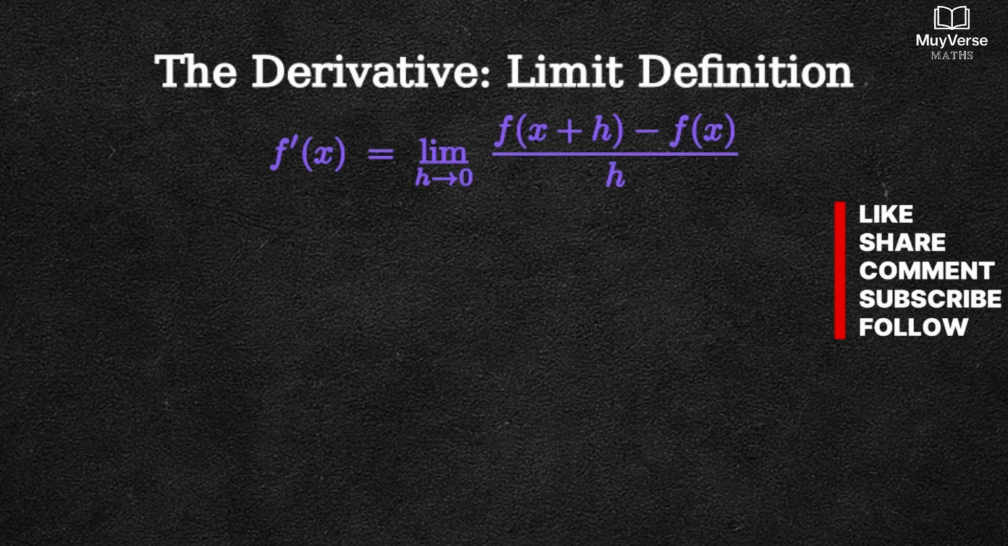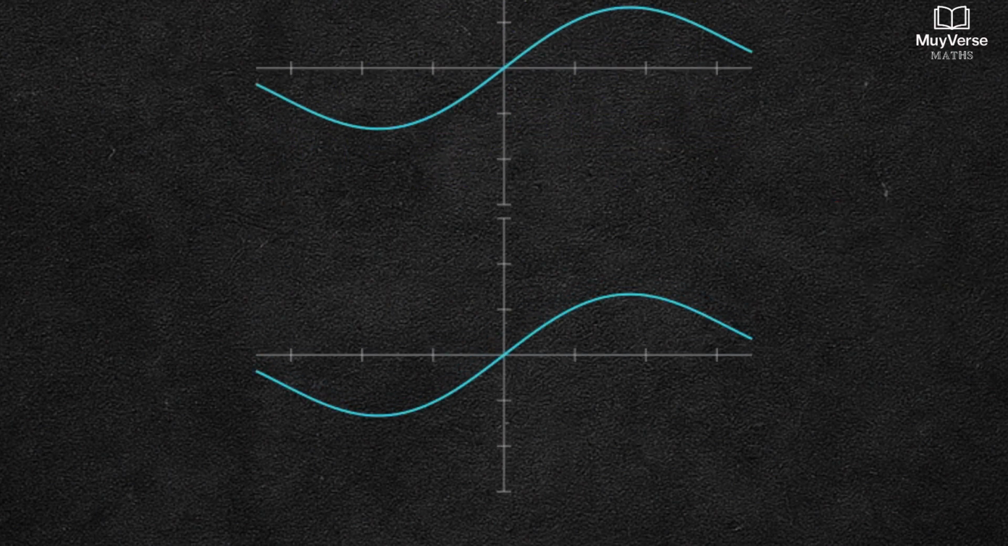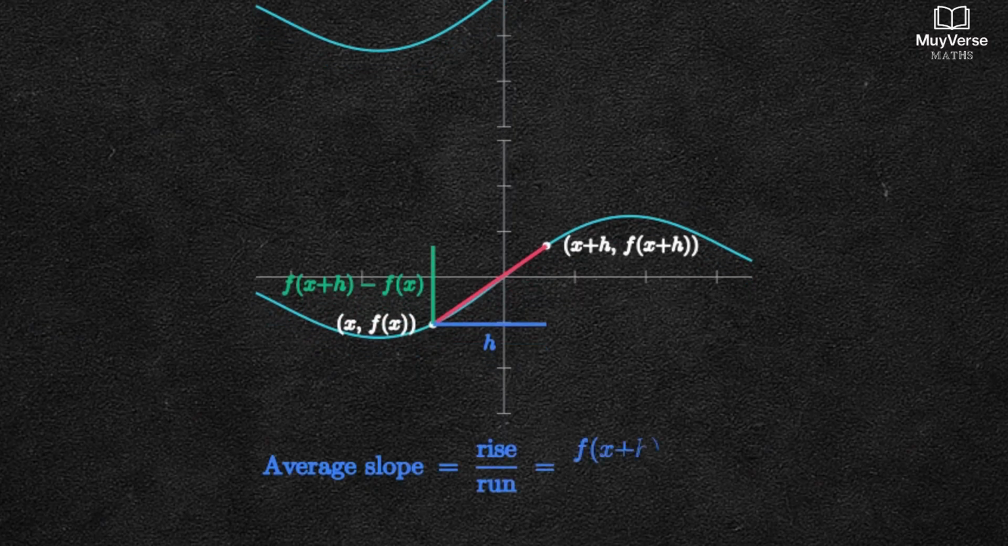Step 1. The average rate of change. Let's draw a curve and 2 points, one at x and one at x plus h. The fraction f of x plus h minus f of x, divided by h, is the slope of the secant line through those 2 points. The rise is f of x plus h minus f of x. The run is h, so the average rate of change is rise over run.